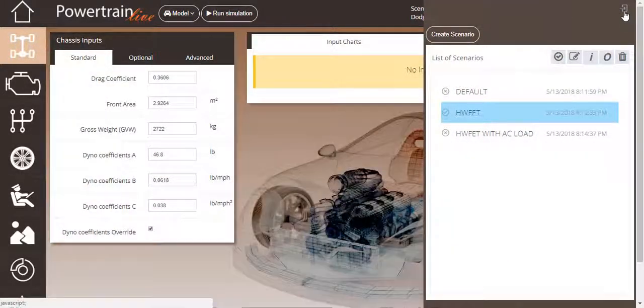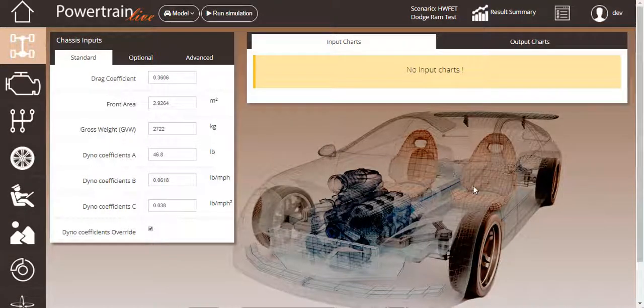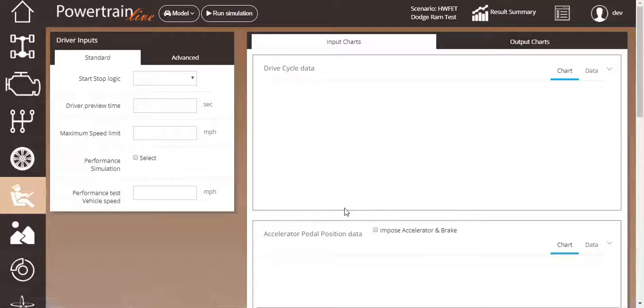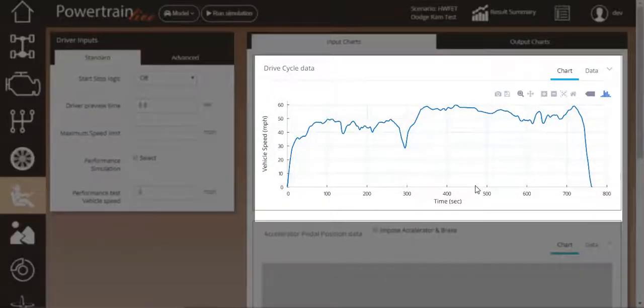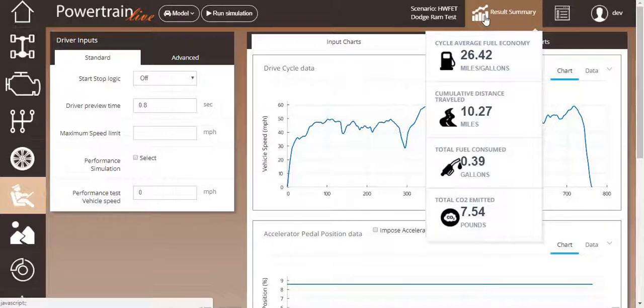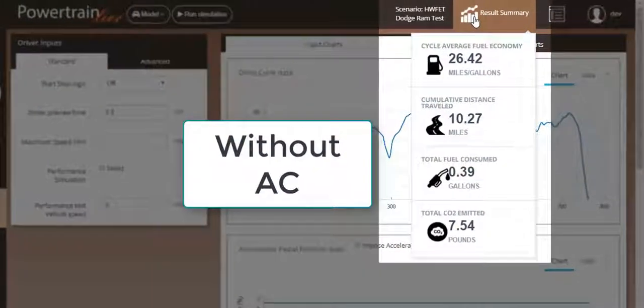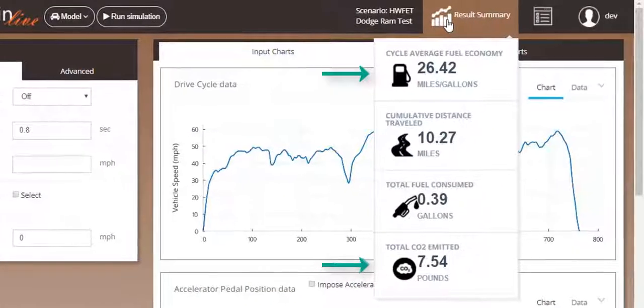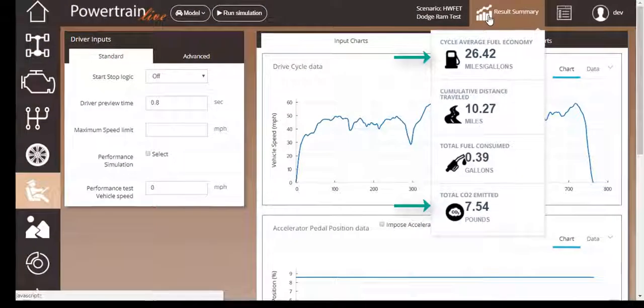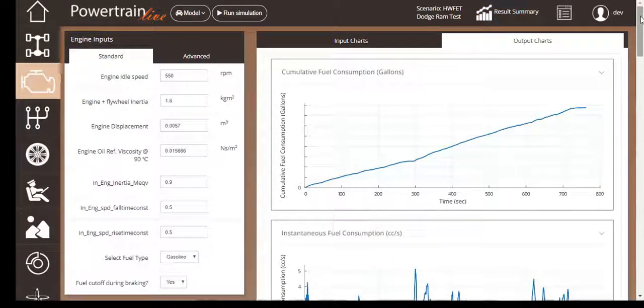This is a typical pickup truck vehicle model with a 6-speed transmission. The vehicle model is set up to run the highway FET drive cycle. The baseline vehicle highway FET summary results are shown here. You can see the cycle average fuel economy and the CO2 emitted for the drive cycle, and the detailed subsystem results for each of the subsystems.